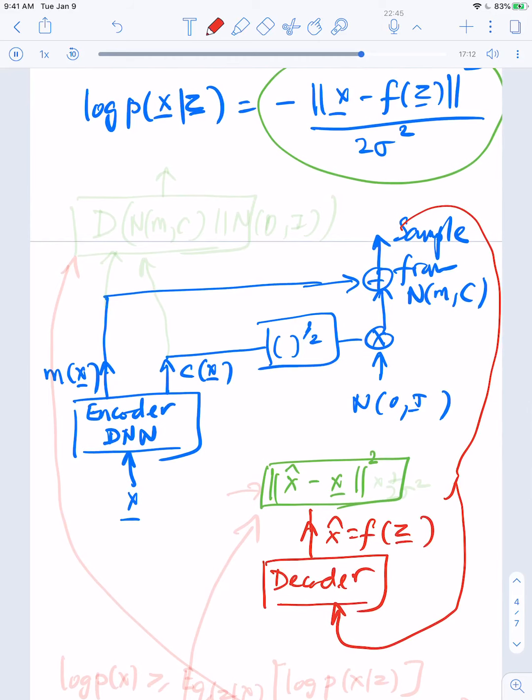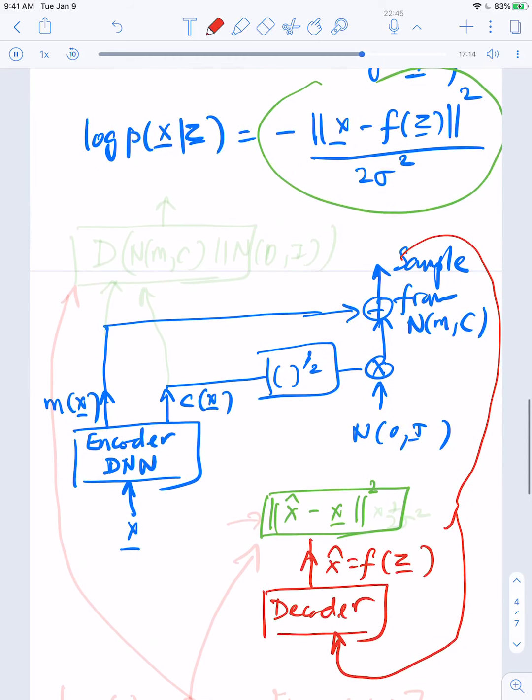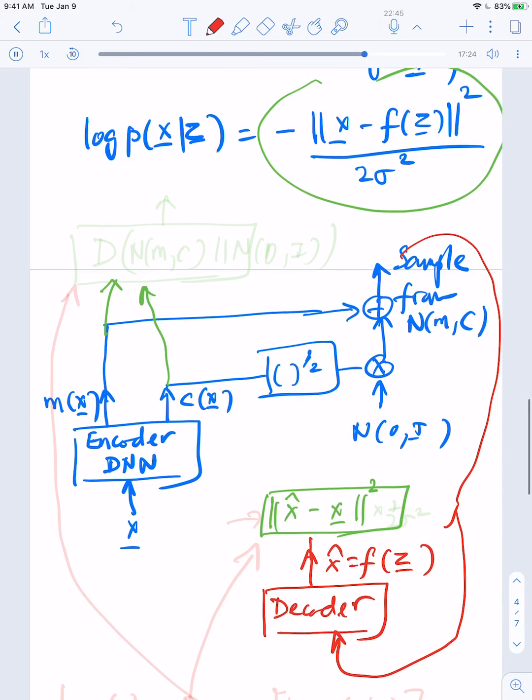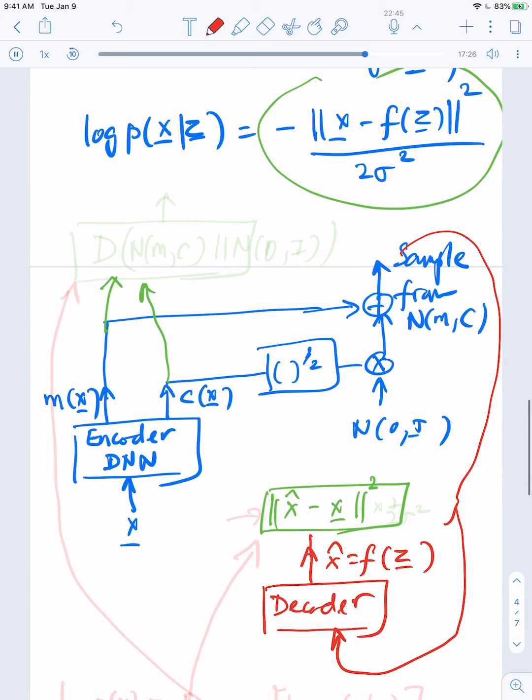That's one term. The other term is the divergence term in the variational lower bound, and that is going to measure how close this embedding that's coming out of the encoder DNN is to the desired distribution, which is Gaussian with zero mean and white covariance.